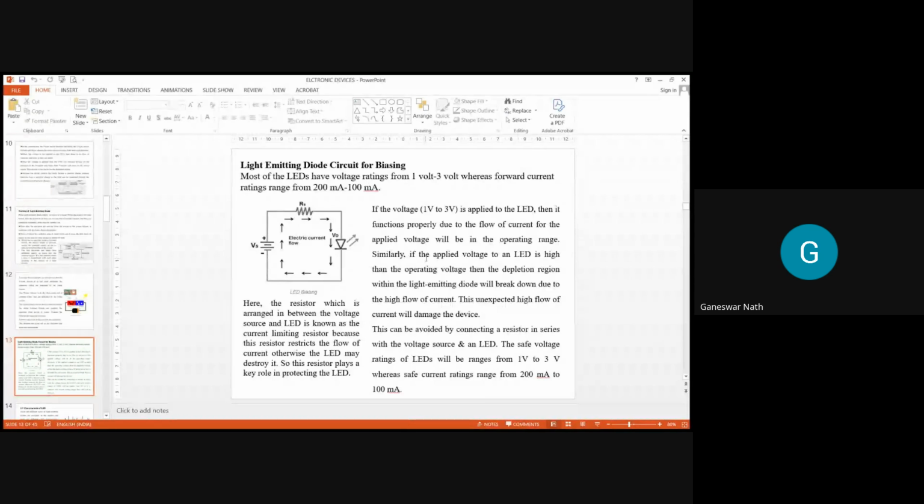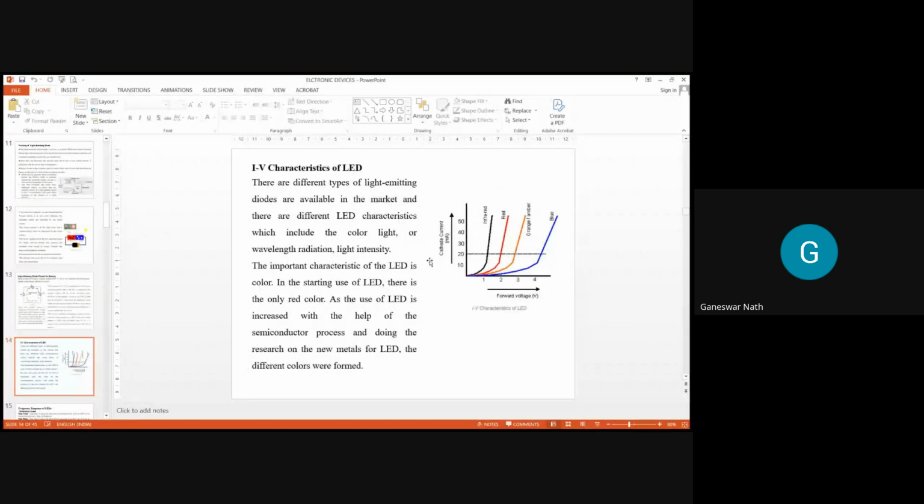Okay. Then, coming to the IV characteristic of the LED. As I told, the LED can produce different colors of light depending upon the material used. These are the different types of light emitting diodes available in the market, and therefore they have different LED characteristics, which include the color of light, wavelength of radiation, or light intensity. So this is for a single diode which may be operated in the infrared range, this is for red, this is for orange, and this is for blue. In most cases you can find the diode characteristic reported like that.